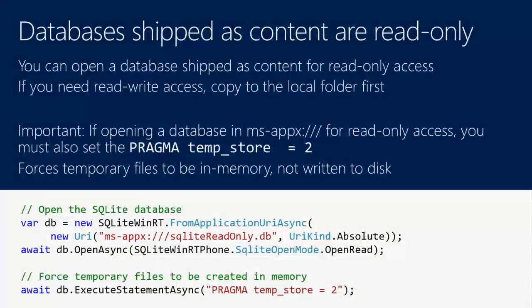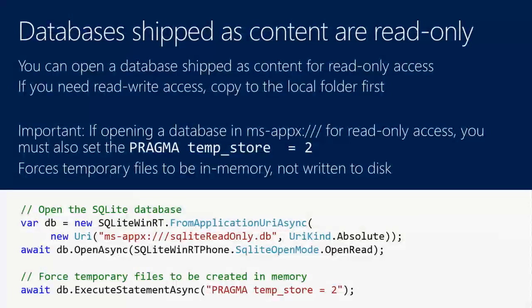There's another tip, and there's another pragma you need to be aware of here. So first of all, when you open it, this is another way of opening a database. You can use an application URI. Here we're using an application URI, ms-appx SQLite read-only DB. So this is a database that's been shipped as content. It's ended up in the install folder, and that's the URI that will find it. And then on the open async, you can put an open mode flag to say I want to open this in read-only mode.